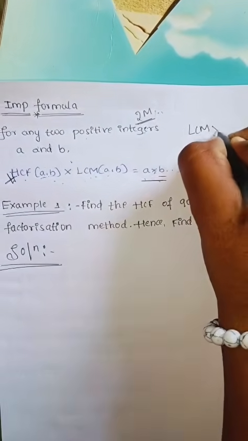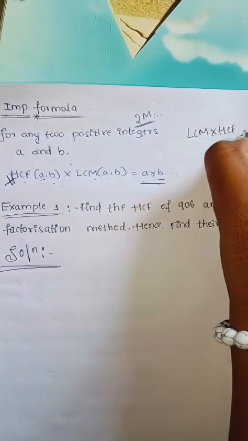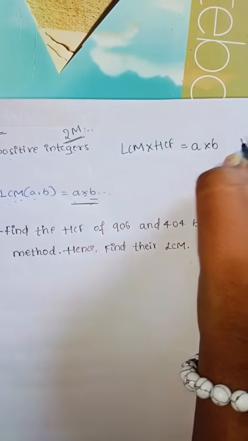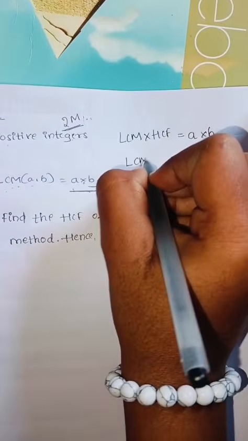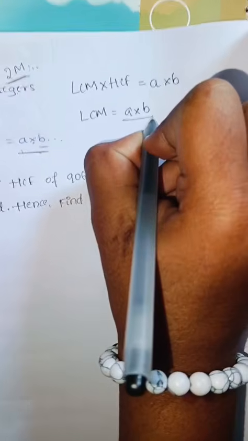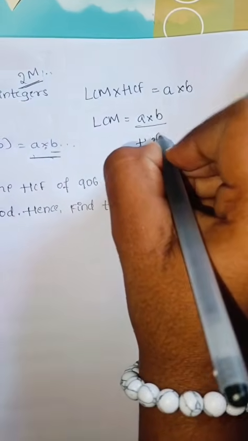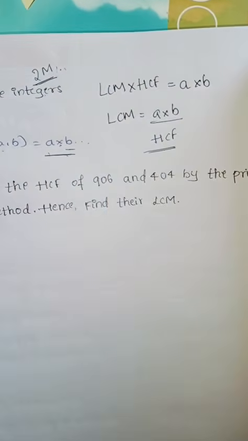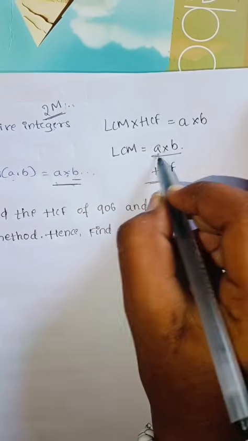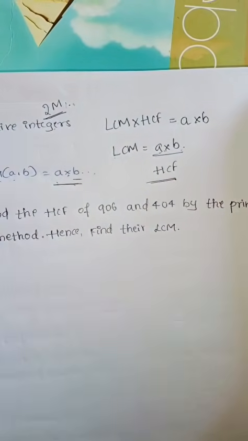LCM into HCF will be equal to product of both the numbers. If we needed LCM over here, we should multiply both the integers. We should divide those by the given HCF. If they given the HCF, we should reverse this. A by B, A into B divided by LCM of that number.